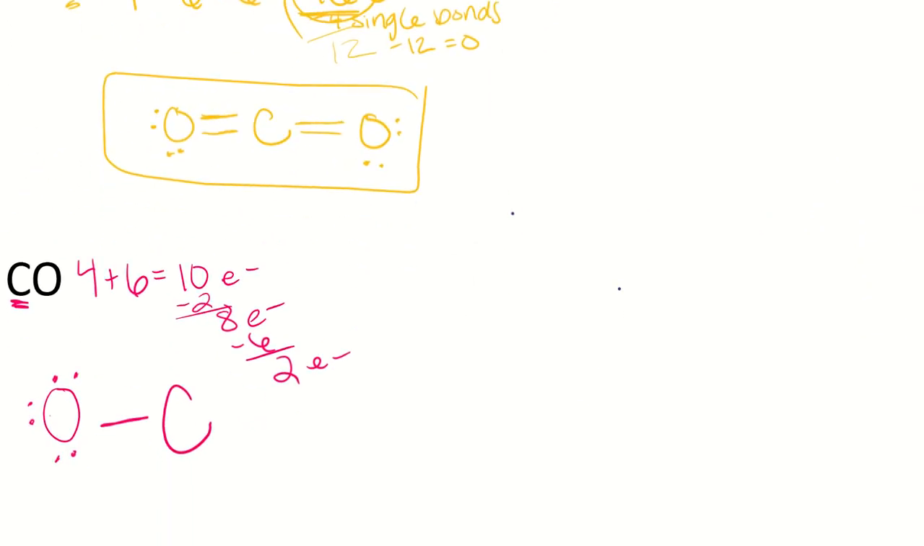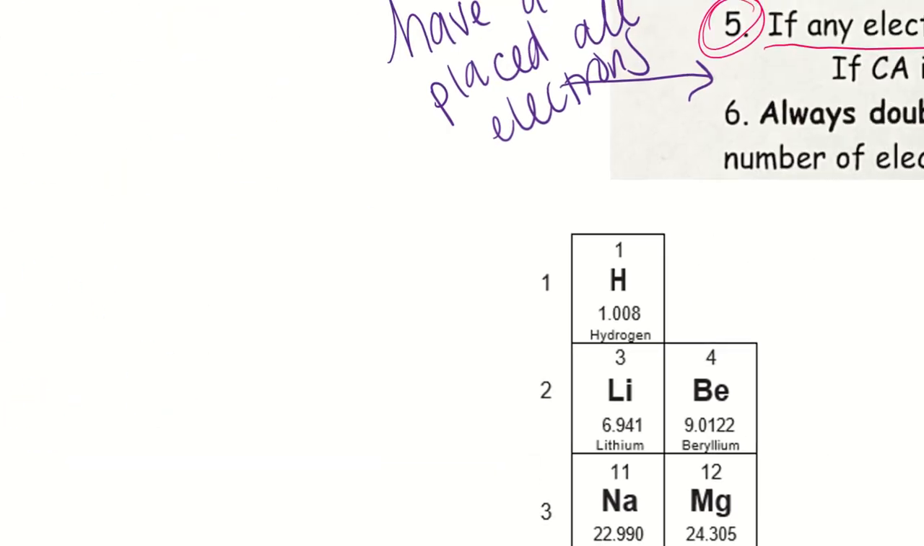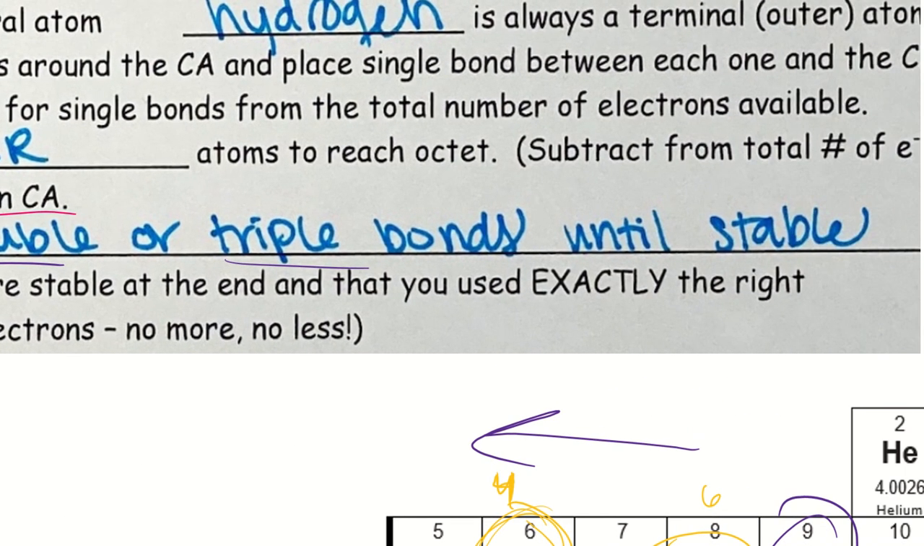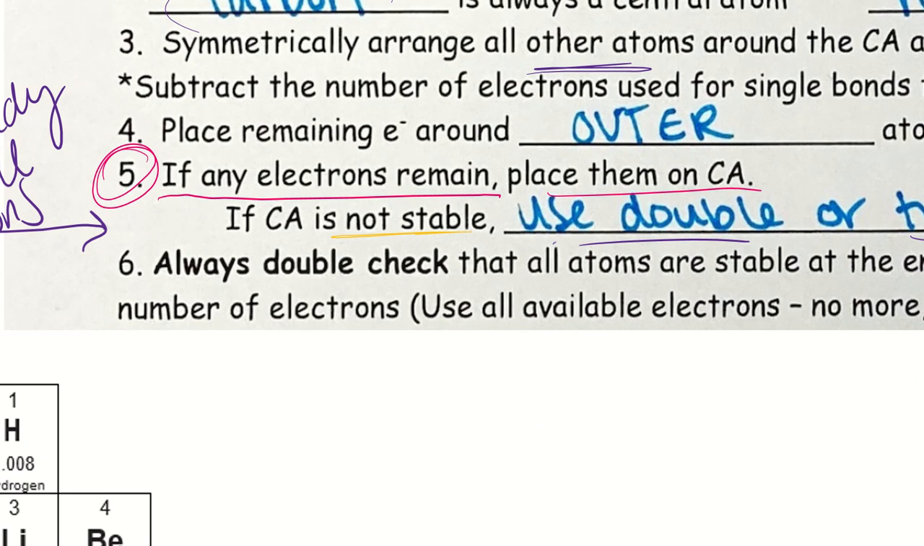In fact, if you look at the next page, there's a specific column that we talk about that in. So I'm going to put a lone pair of my 2 remaining electrons. Now I used those 2, and I have 0 left over. Sometimes it will be more than that, and you'll just continue to put them on your central atom. And if the central atom is not stable, use double or triple bonds until it becomes stable. And again, always double check at the end.